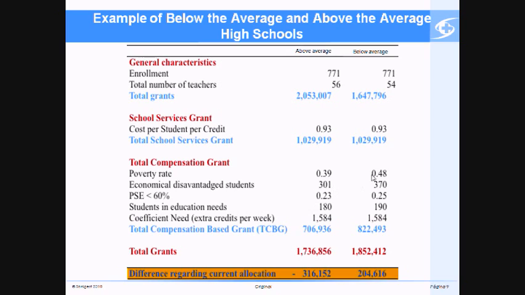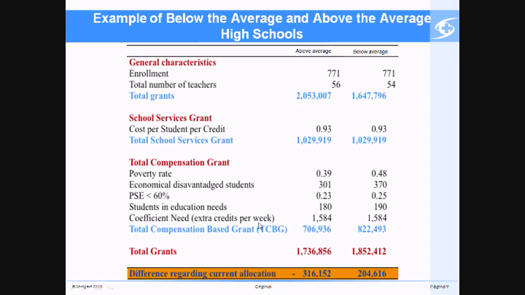In the other school, where the poverty rate in that district is higher, we will assume the poverty rate of the district to be applied to that school, in which case we're saying 48% of their students, or 370, are socioeconomically disadvantaged. In terms of special academic needs, the first school has 23% of its population below 60% on PSE, and the second school has 25% of its population below 60 on the PSE. This translates into 180 and 190 students respectively.